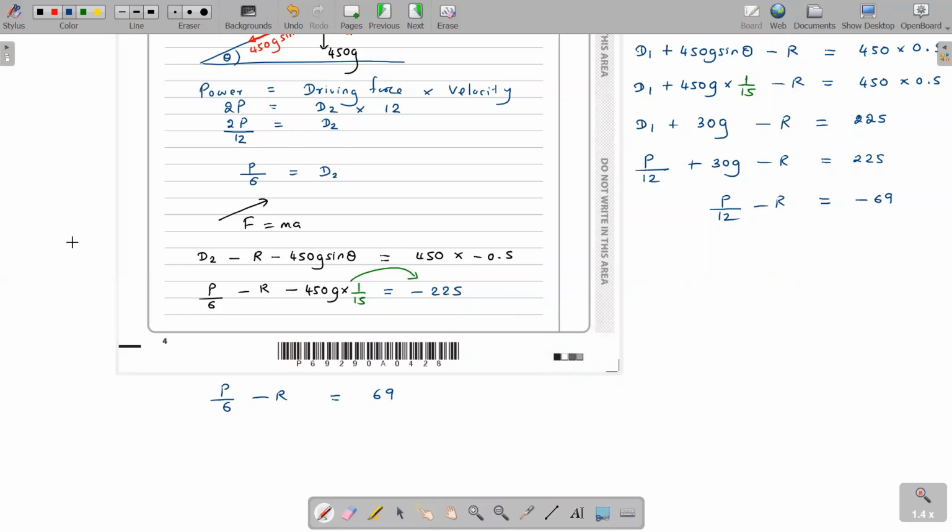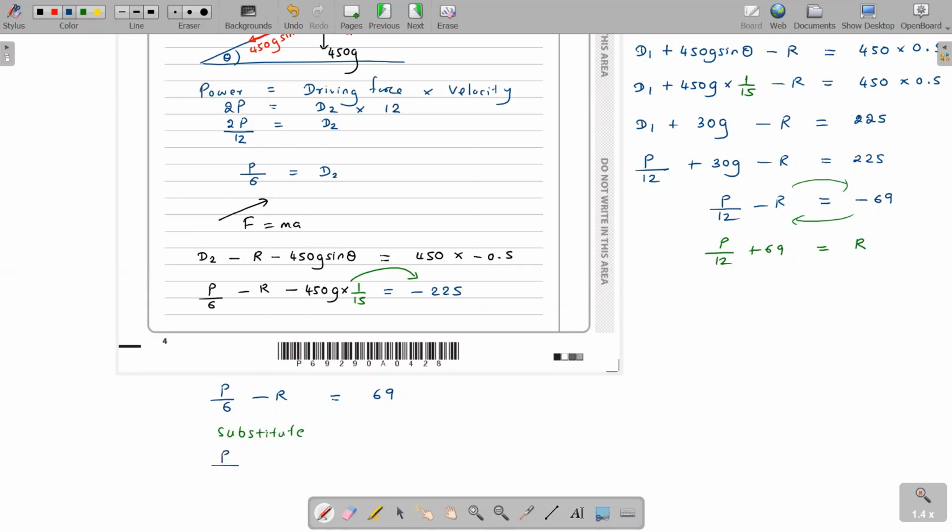This equation, shall I multiply? I think we need to find the value of P, not R. So these are your two equations, and you can solve them simultaneously in any way you like. You can subtract, you can add, you can do anything you wish here. If you subtract the two equations, you can see R will cancel out. Or else you could substitute R from one into the other. The way you simplify is entirely up to you. So I'll make R the subject: P over 12 plus 69 equals R, taking these to the other side. So I'll substitute here.